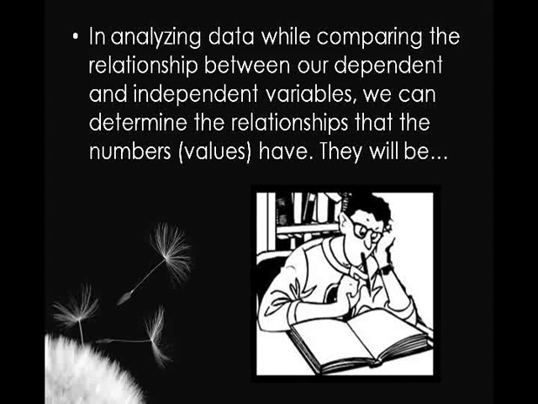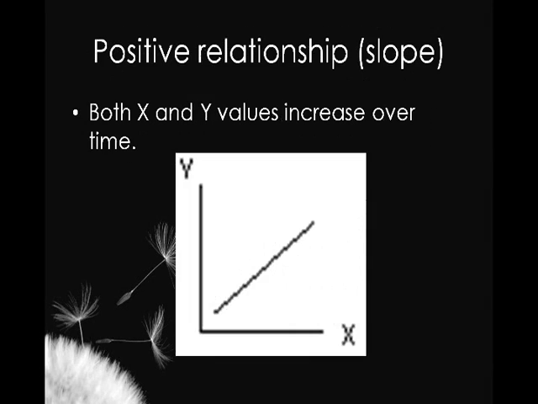In analyzing data, we compare the relationships between dependent and independent variables, so we can determine the relationships that they'll have. There's three types of relationships that you need to know. First is a positive relationship, and that's when both the x and the y values increase over time. So it gives you an increasing slope, like the picture shown here.